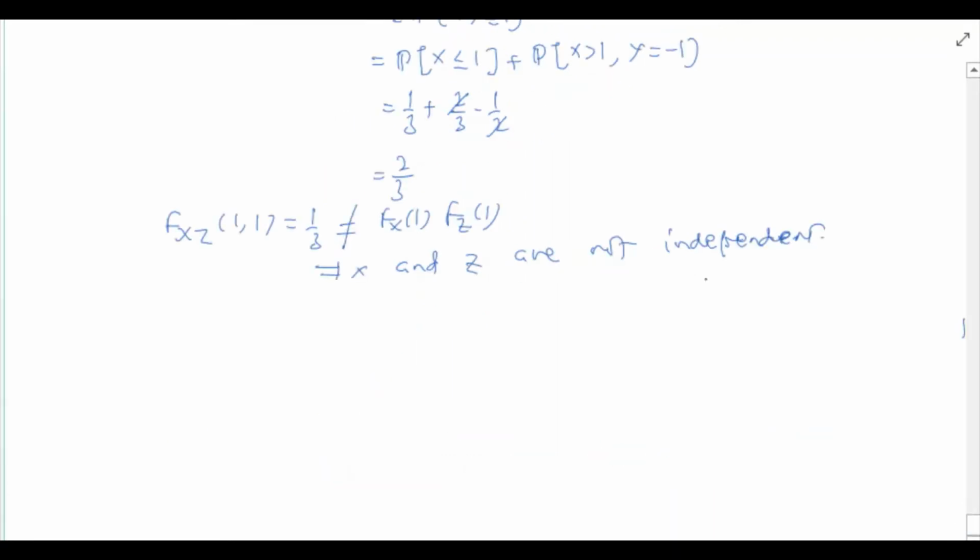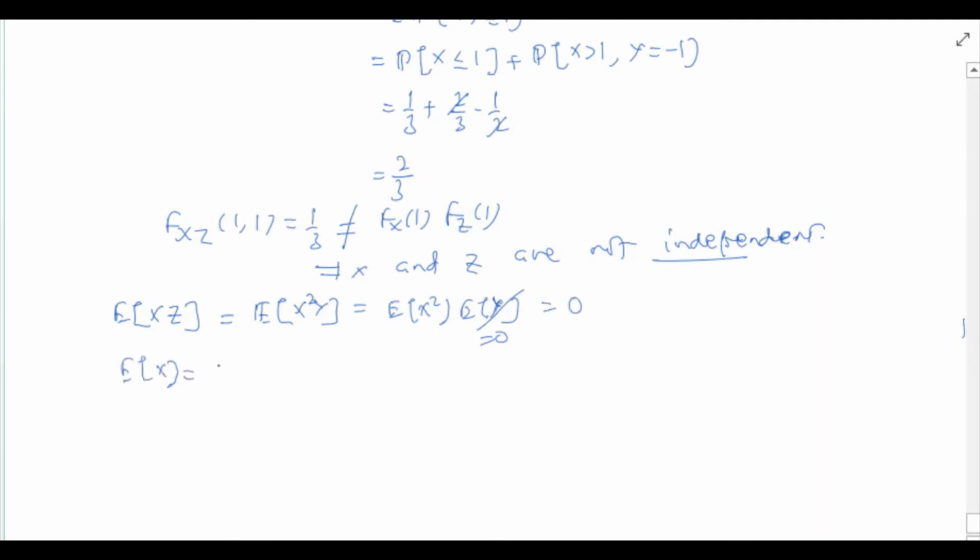But as we show below, covariance of x and z is 0. To see this, let us first observe what is expectation of x times z. This is expectation of x times xy, that is expectation of x square y. This is expectation of x square times expectation of y. Notice that expectation of y is 0, so this turns out to be 0.